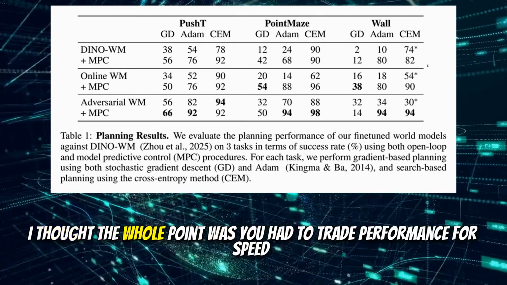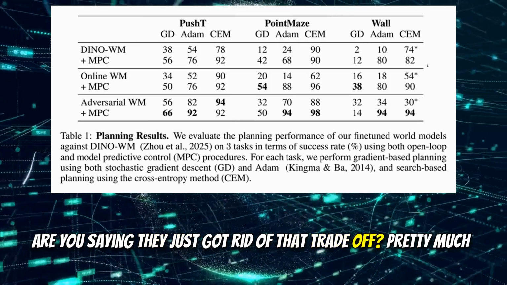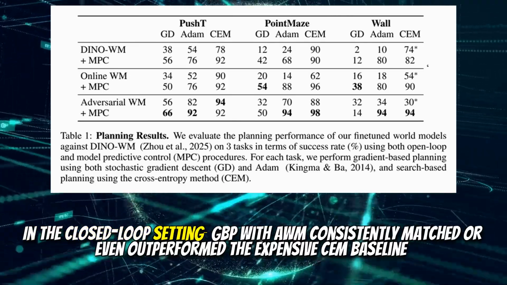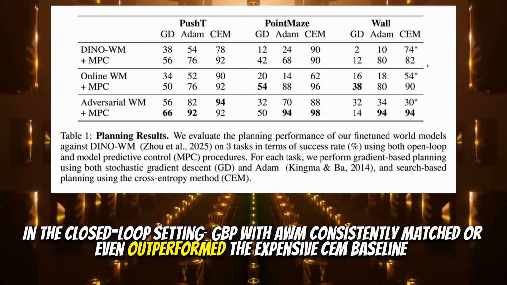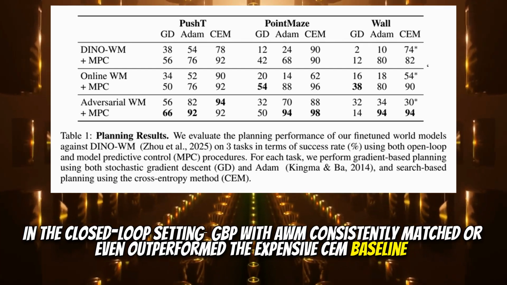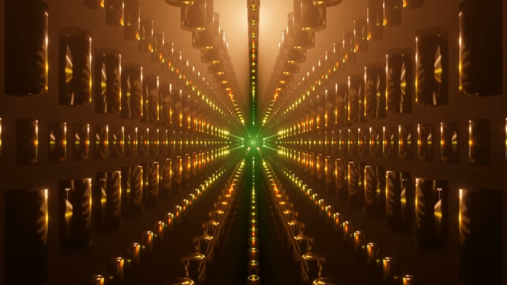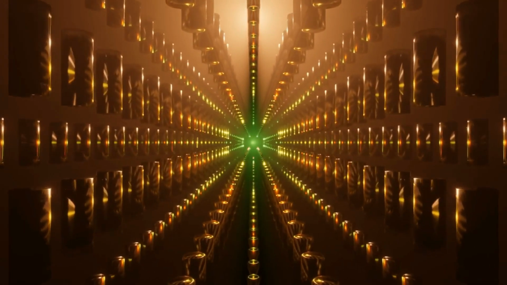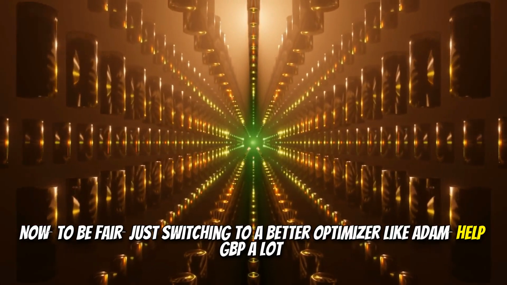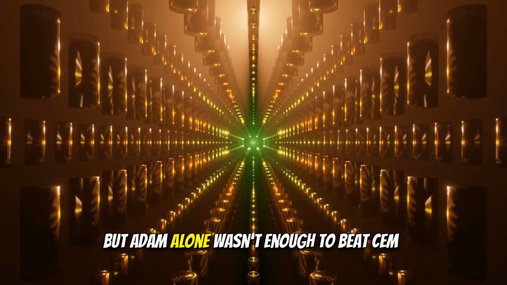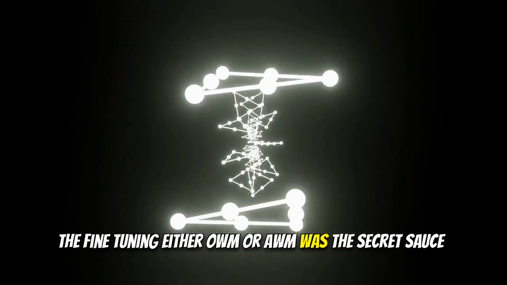Wait, hold on. I thought the whole point was you had to trade performance for speed. Are you saying they just got rid of that trade-off? Pretty much. In the closed-loop setting, GBP with AWM consistently matched or even outperformed the expensive CEM baseline. We're talking 94% success on point maze and wall. It's incredible. So you get better performance faster. Exactly. Now, to be fair, just switching to a better optimizer like Adam helped GBP a lot. But Adam alone wasn't enough to beat CEM. The fine-tuning, either OWM or AWM, was the secret sauce.